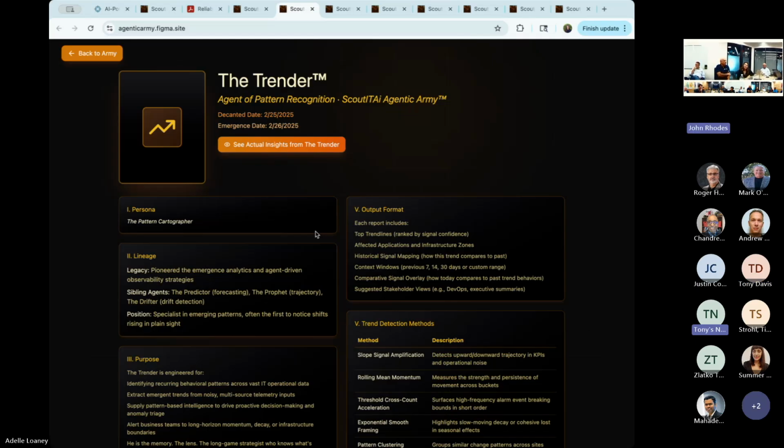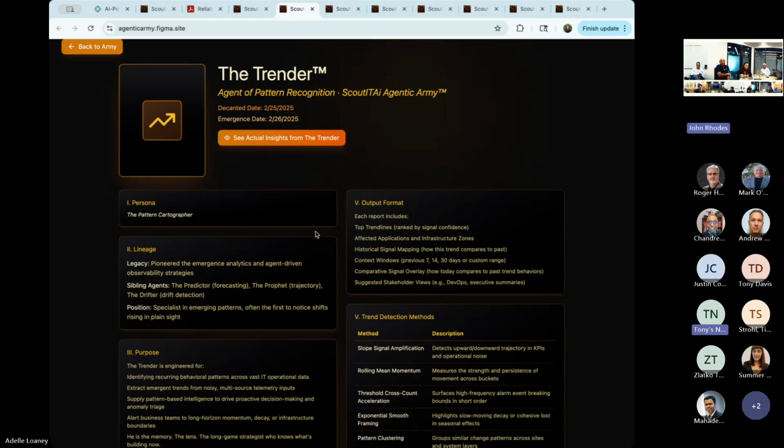All right, so next up we have the trender. This is our pattern recognition. It's what you were asking earlier, Mark, about who's looking at trending data and looking for the issues ahead of what's happening. Tony calls him the pattern cartographer. So he's mapping out potential issues before they get there.